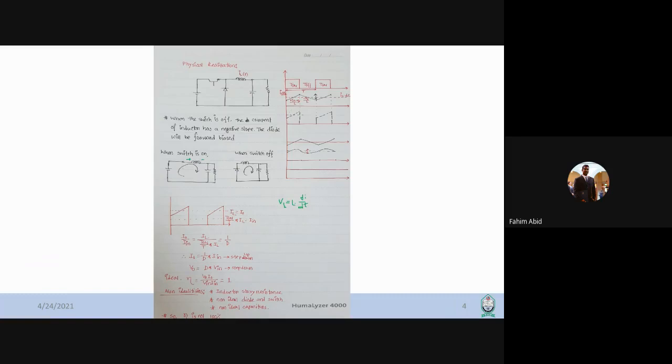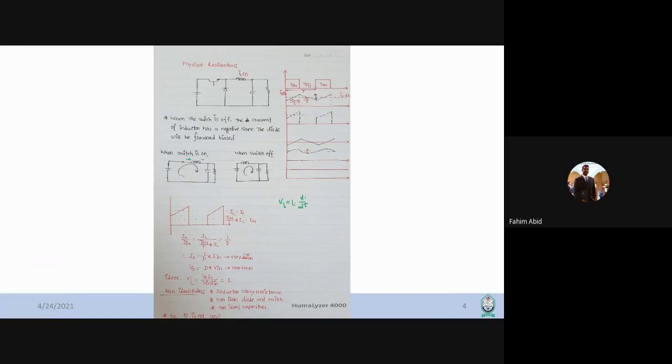And during the falling time, if you look here, VL is basically minus V out. So the slope is going to be minus V out divided by L. Also, this is a negative slope, which means it is falling down. So you can estimate that it's going to be a negative value for the slope. So this is the inductor current IL.